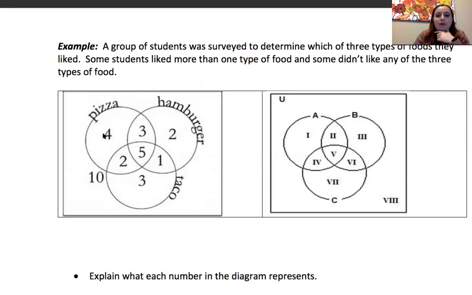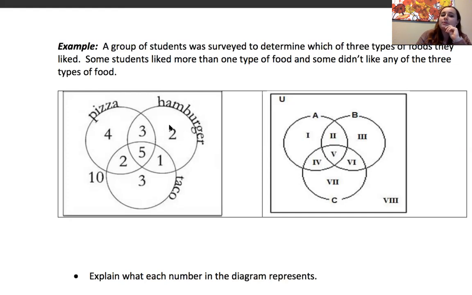Okay. They're not in any other circle. They're only in the pizza circle. That's what they like. These 3 people are in both the pizza circle, you can see that circle here, and the hamburger circle. So those 3 people like both.